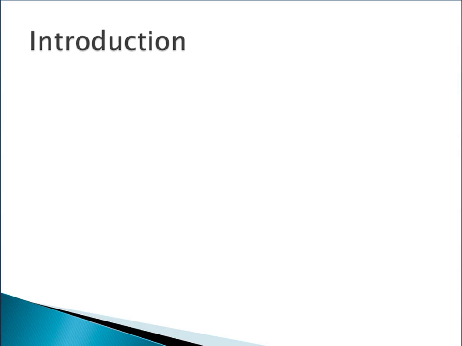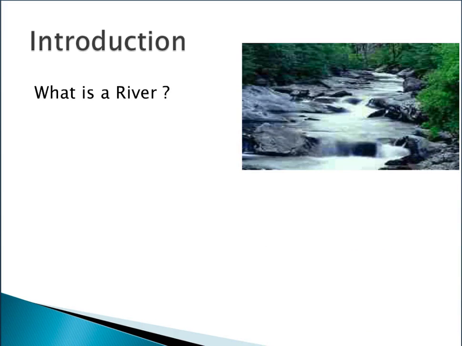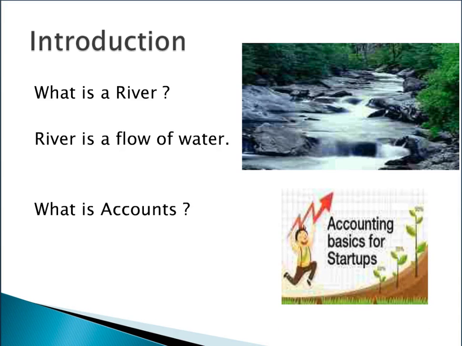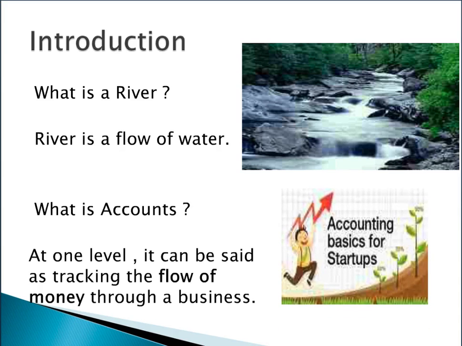Introduction. Now tell me, what is a river? River is a water which flows. Very good. River is a flow of water. So what is accounts now? At one level we can say accounts is tracking the flow of money through the business. How money moves through the business.